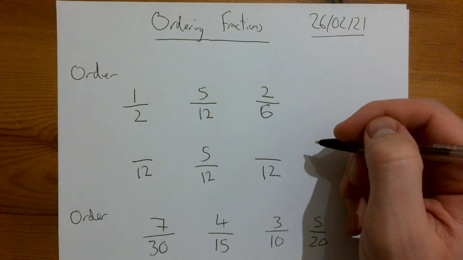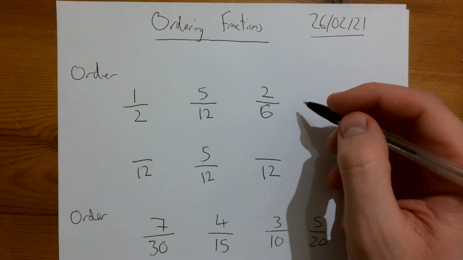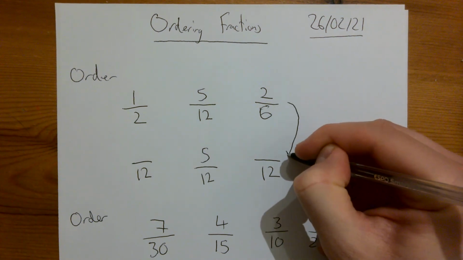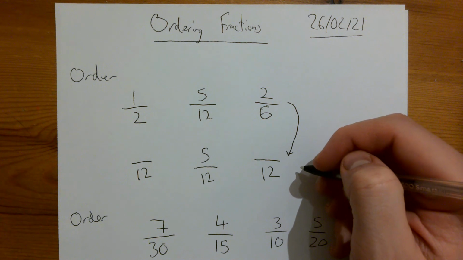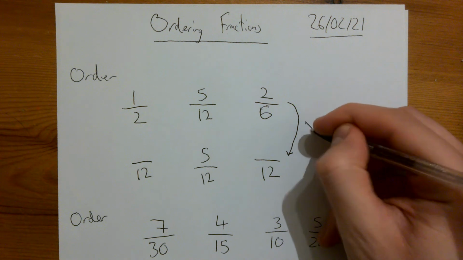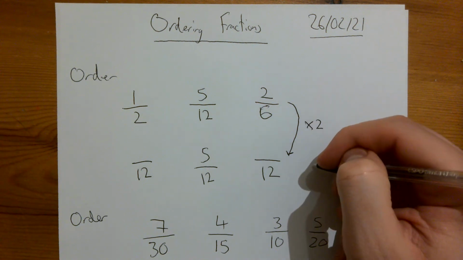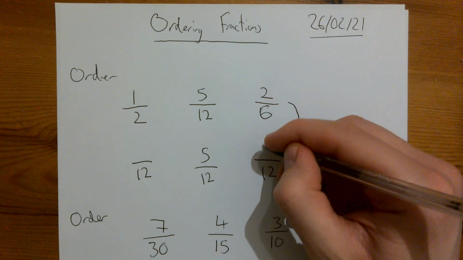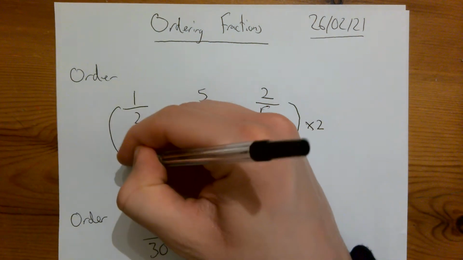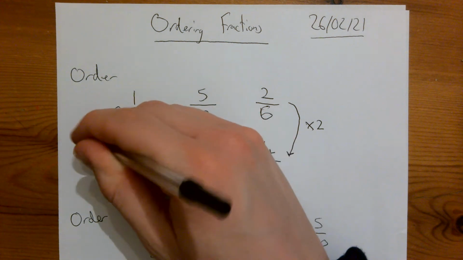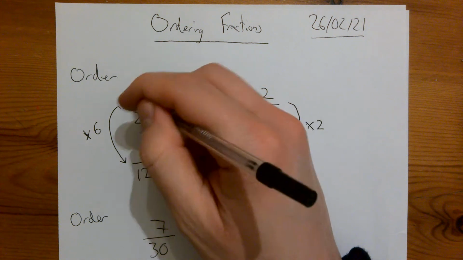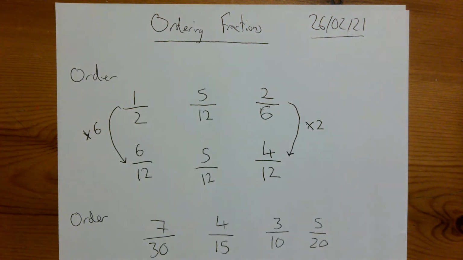And just like when we looked at adding, subtracting, and what we learned about equivalent fractions, if we're going to keep the fractions equivalent, we have to multiply the numerators and the denominators by the same thing. So this one, the denominator has been multiplied by 2, so I need to multiply the numerator by 2 as well. 2 times 2 is 4. And this one, the denominator has been multiplied by 6, so I need to multiply the numerator by 6 as well. 1 times 6 is 6.